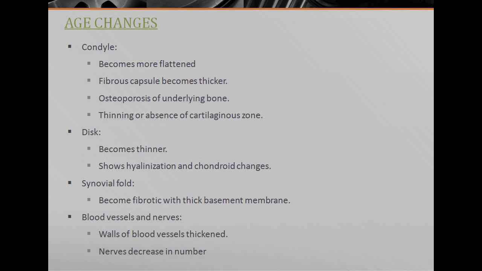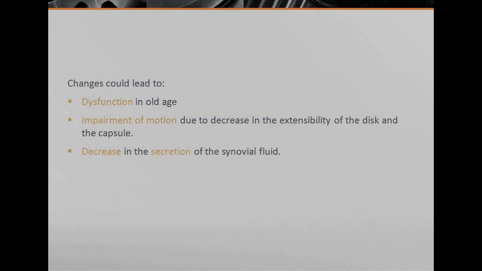Now we see what the age changes are. In children, how the joint is, and as age progresses, what happens to the joint. The condyles become more flattened, the fibrous capsule becomes thicker, and osteoporosis occurs in the bone. The disc becomes thinner and shows hyalinization. The synovial folds are fibrotic. The blood vessels are thickened. These changes could lead to dysfunction in old age, impairment of movement, and decreased secretion of synovial fluid.